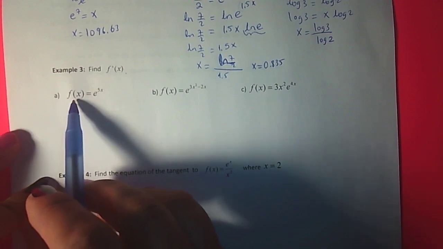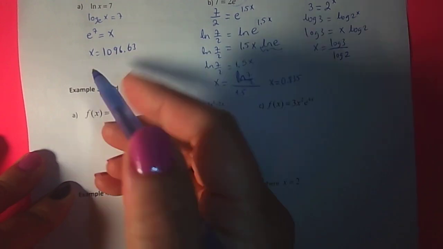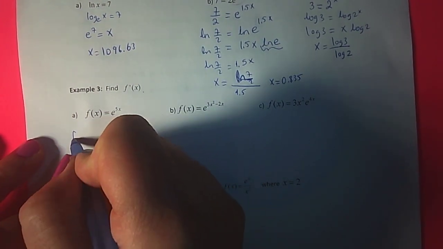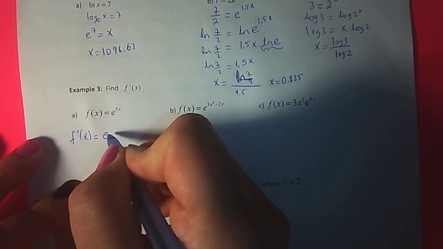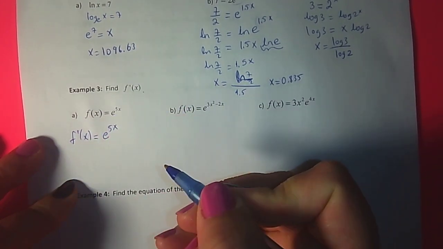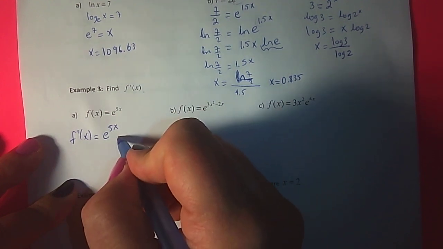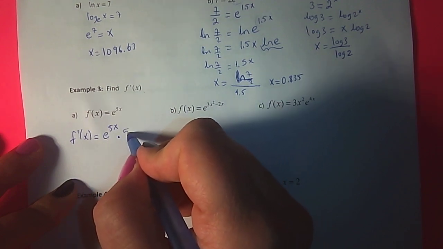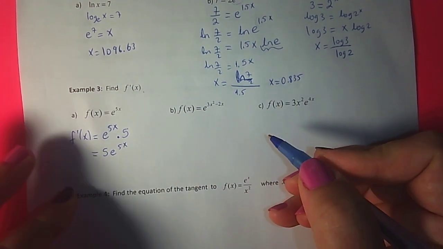Okay, part A, f of x equals e to the power of 5x. So the exponent is a function of x. So when we get the derivative, we write f of x as it is first, so that gives us e to the power of 5x. Then we multiply this by the derivative of the exponent, so that gives us 5. So 5 e to the power of 5x is the answer.